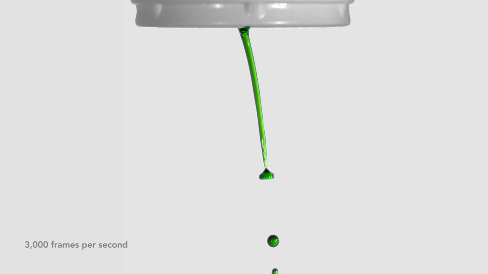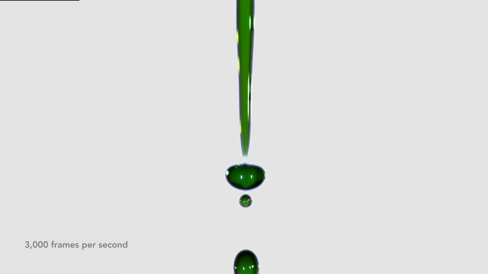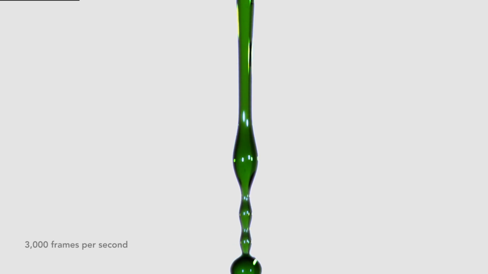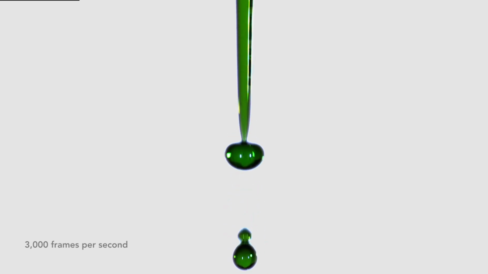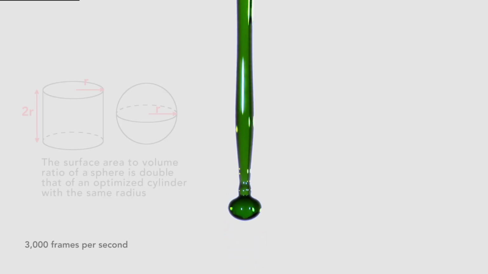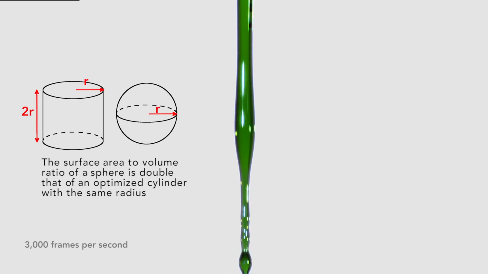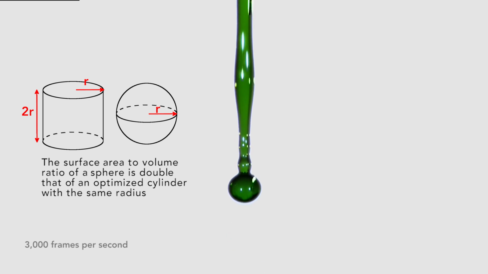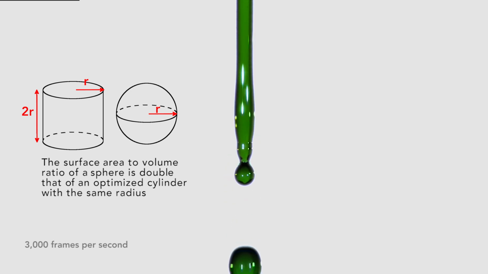Notice that just as the liquid exits, it forms a uniform cylinder, but as it descends, the cylinder's sides wobble and bulges form and disappear until this instability slices the jet into drops. The instability is caused by a liquid's tendency to minimize its surface area, a tendency toward the most thermodynamically stable state. For this jetting liquid, that would be a sphere rather than a cylinder. The surface area to volume ratio of a sphere is half that of an optimized cylinder with the same radius.